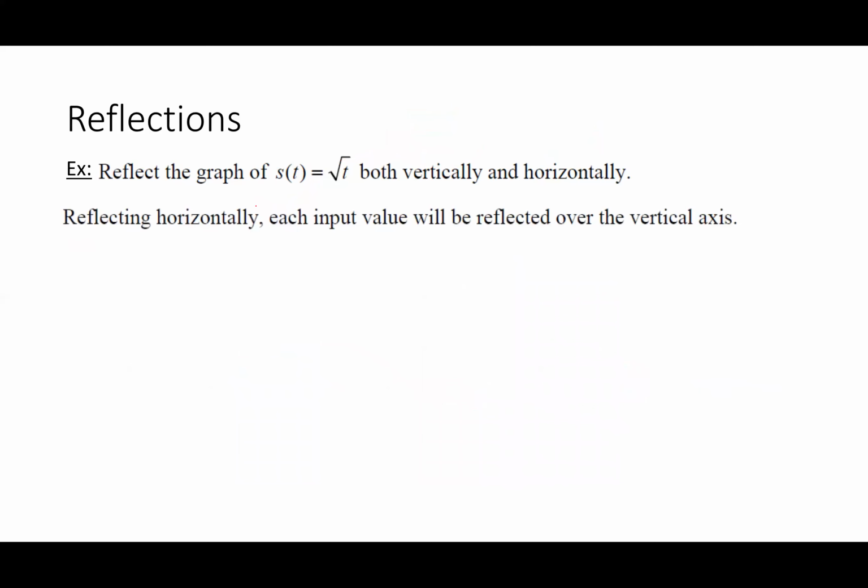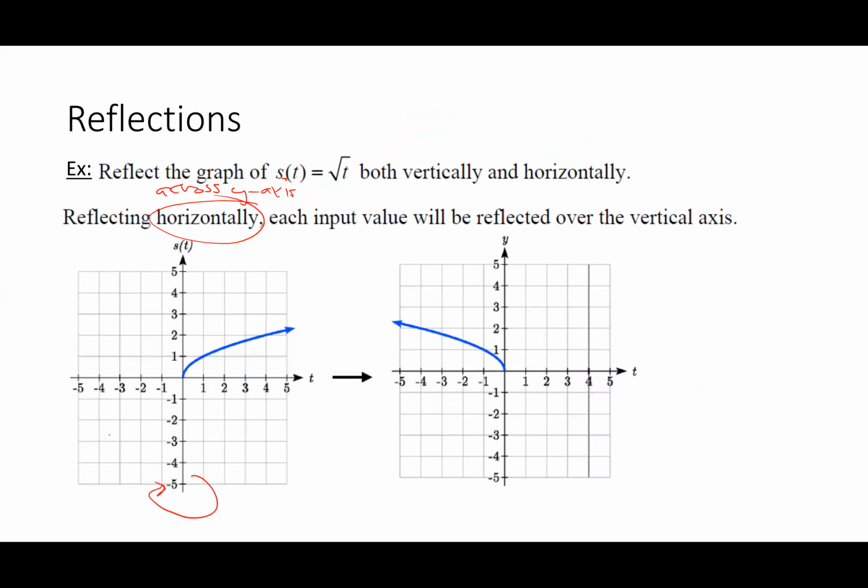Now we're going to reflect this thing horizontally, which is across the y-axis. Right. So now I'm going to take this thing, spin around this axis. And what that's going to do in the equation is make the negative attached to the input variable, which in this case is t.